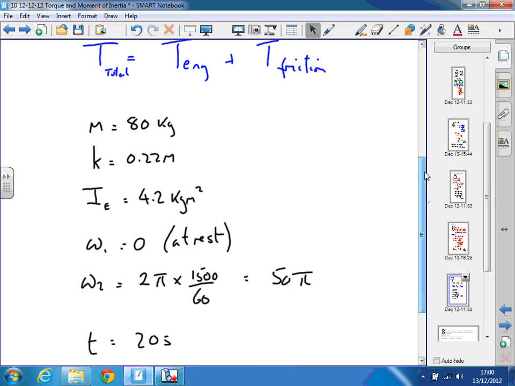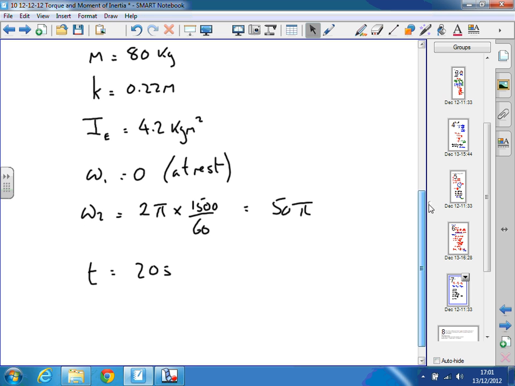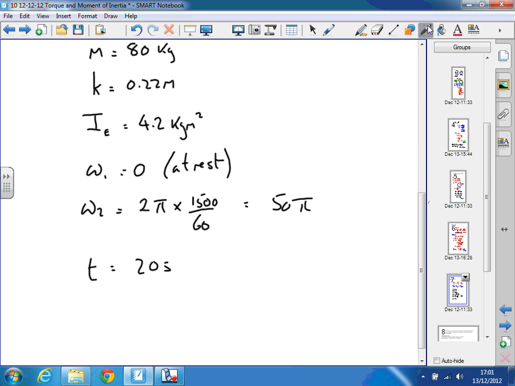So we know the mass, we know the radius of gyration, we know the inertia of the engine. It starts at rest, so we know that omega 1 is 0. Omega 2 equals 2 pi times the frequency, which is 1500 over 60, which turns out to be 50 pi radians per second. And we know the time is 20 seconds.